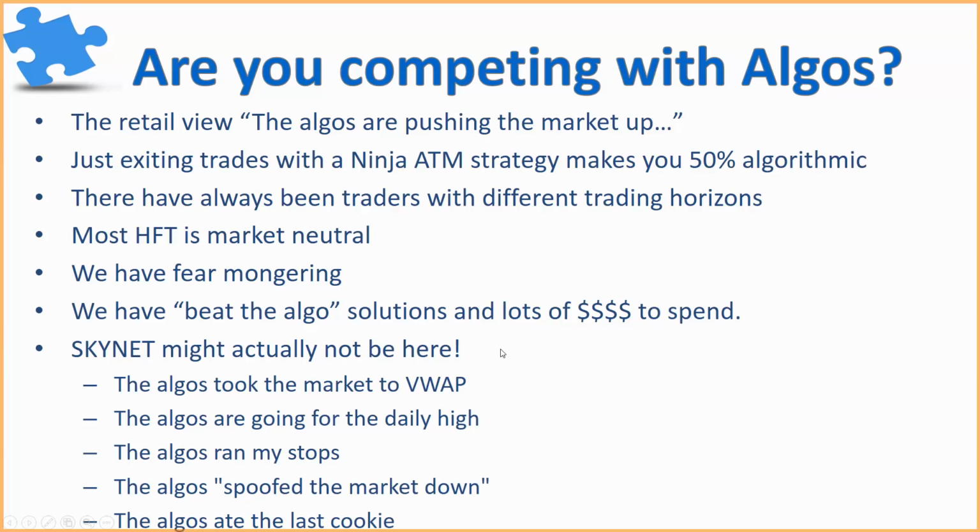Now, of course, when people use statistics to prove a point, they're going to make them sound as sensational as possible, but even the retail trader, for example, using a NinjaTrader ATM strategy to exit their trades, that trader is 50% algorithmic because the ATM orders are algorithmic orders. You didn't place them, the computer placed them.